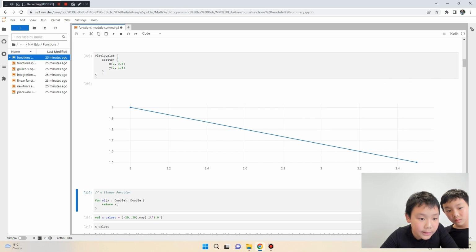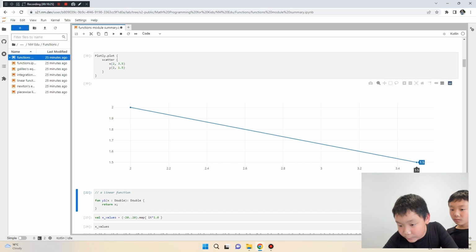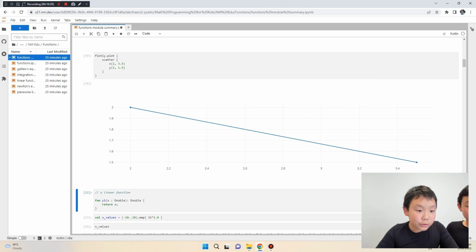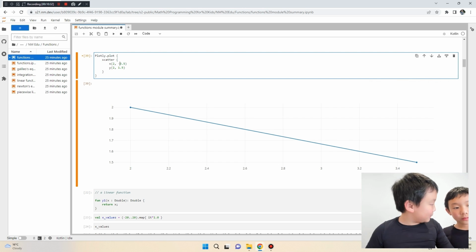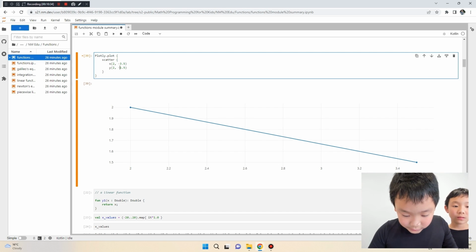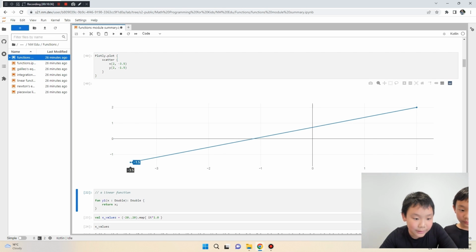1.5. X is 3.5, so it's here. And 1.5 is here, so it's here. You can also add negative decimal numbers, but it's literally the same concept. So look, negative decimal here. So that's how you plot the stuff.